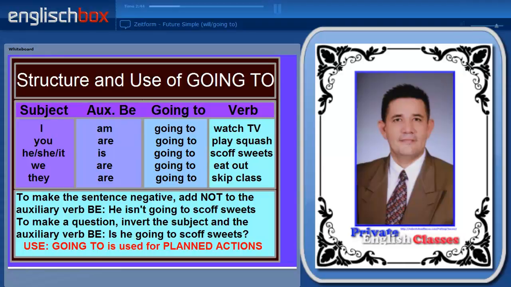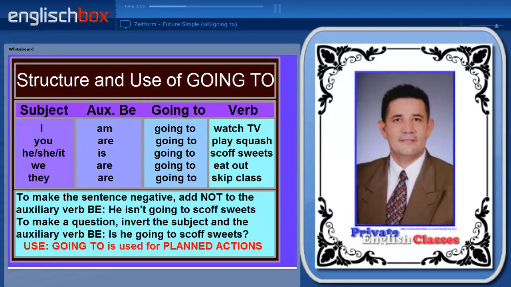To make this sentence negative, all you have to do is add not to the auxiliary verb to be. I'm not going to watch TV. You aren't going to play squash, for example. To make a question, all you have to do is invert the subject and the auxiliary verb to be. Are you going to play squash, for example? Or are we going to eat out? Or are they going to skip class?